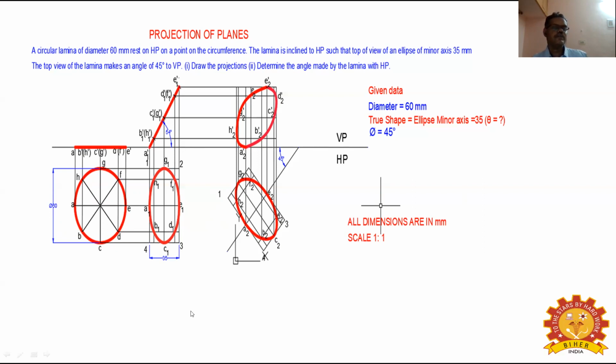And here mark diameter as phi, the diameter symbol. Phi 60 means the diameter of the circle is 60 mm. Minor axis is 35 mm. Theta angle you have to measure as 54. Phi angle is given, that is 45 degrees. All dimensions in mm, scale 1:1.